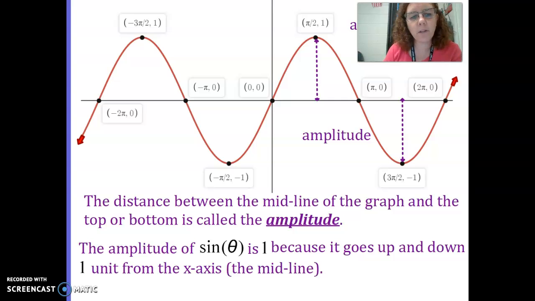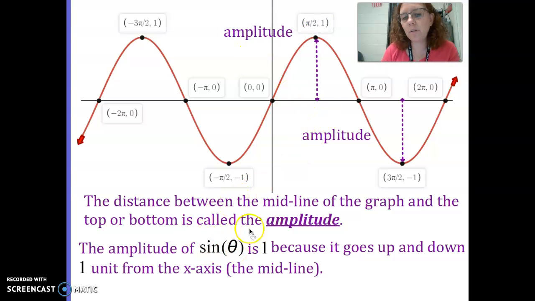Okay, another vocabulary word we need to have is the word amplitude. Amplitude is the distance between the midline of the graph, which in this case is the x-axis, and the top or the bottom. So I can measure from the midline up to the very top, or I can measure from the midline down to the very bottom. Either one of those is called an amplitude. It doesn't matter which one you use, both of those are called amplitude.